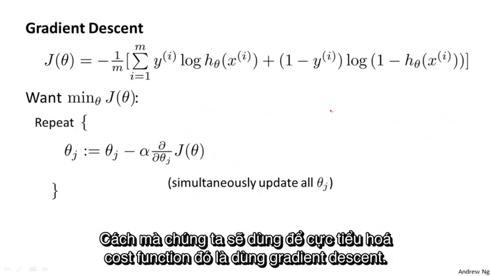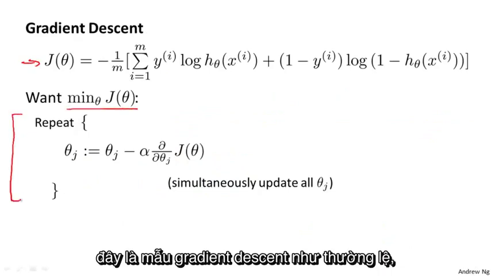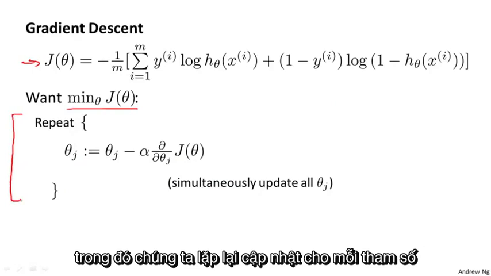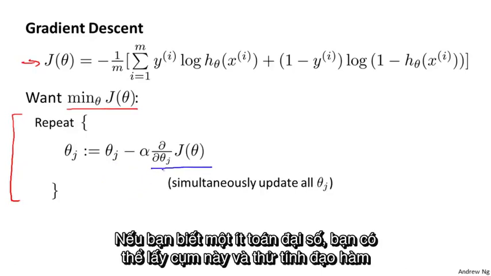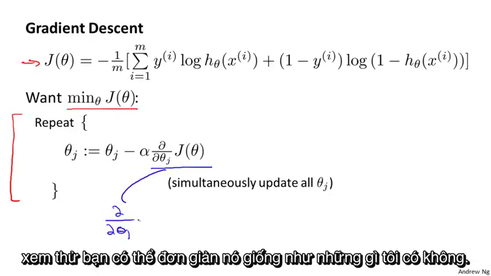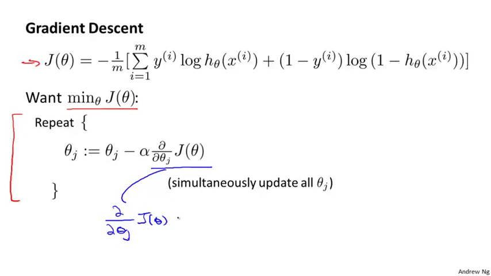The way we're going to minimize the cost function is using gradient descent. Here's our cost function, and if we want to minimize it as a function of theta, here's our usual template for gradient descent, where we repeatedly update each parameter as itself minus the learning rate alpha times this derivative term. If you know some calculus, feel free to compute the derivative yourself and see if you can simplify it to the same answer that I get. But even if you don't know calculus, don't worry about it.